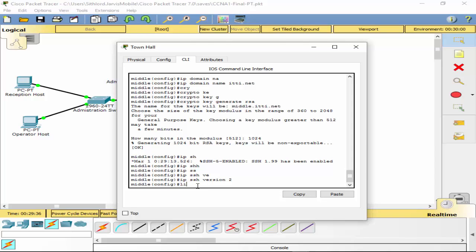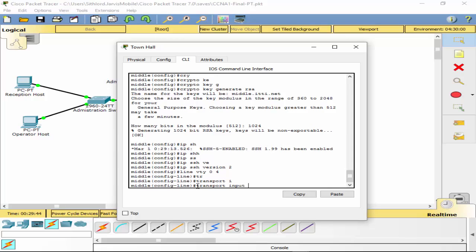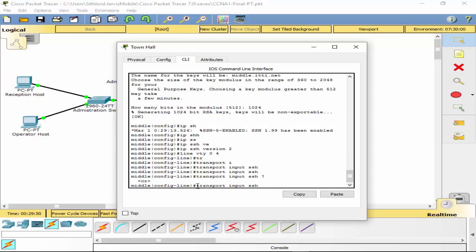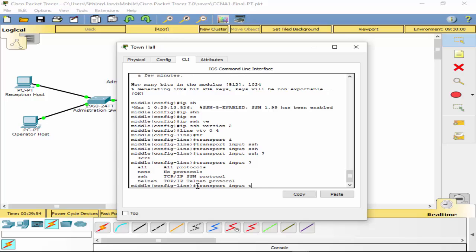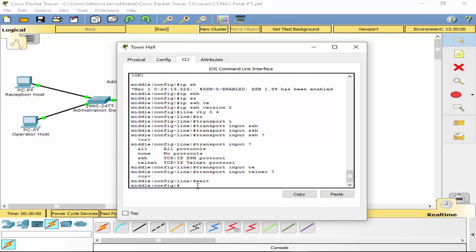Now we're going to secure our line VTY 0 through 4 before we do the next, and we're going to say transport input SSH. This is going to only allow SSH. If we said transport input SSH, we try SSH first, and then we could actually put telnet in a real router, or in this we could put telnet, and then we could put SSH, but as this is just Packet Tracer, we can't do it. The best is to just use SSH because we want to use it because it's encrypted, not clear text.